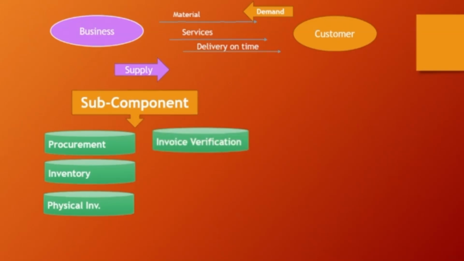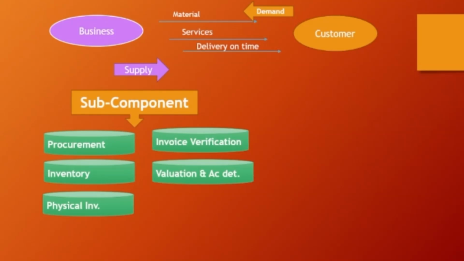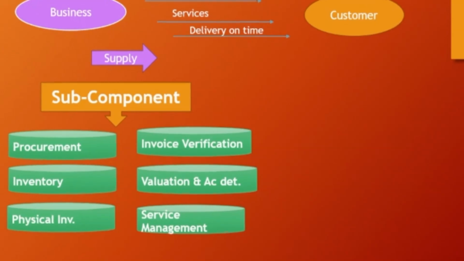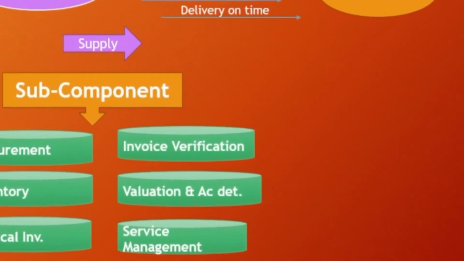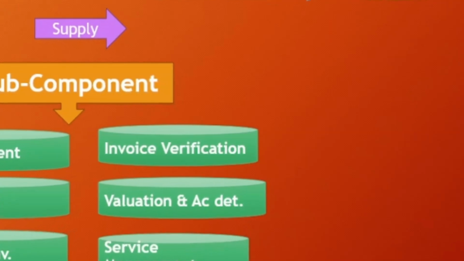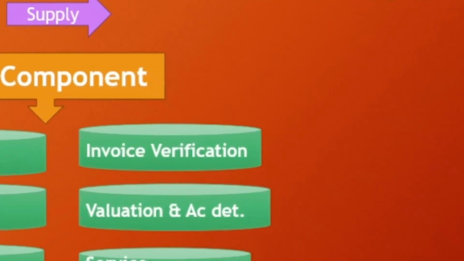Now next one is invoice verification, where I've already discussed how the three-way matching takes place, and payment will be released to the suppliers after this invoice verification. Now coming to valuation and account assignment. Here is how the material valuation takes place, under what organization level, and how this value will be updated in finance or the general ledger. That is the account determination. And service management includes activities such as creating the service master, service entry sheets, and service purchase orders. That is also part of your service management.